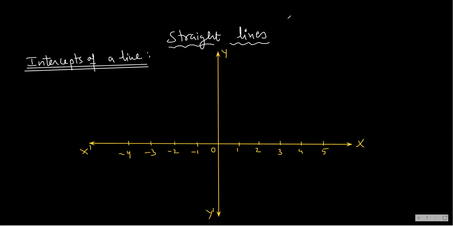So right now I'm teaching you intercepts of a line, and in that, the first we go for is x-intercept of a line. What are we doing? See, any straight line will have two intercepts. We define two intercepts of a line, x-intercept and y-intercept. So right now I'm doing x-intercept of a line.